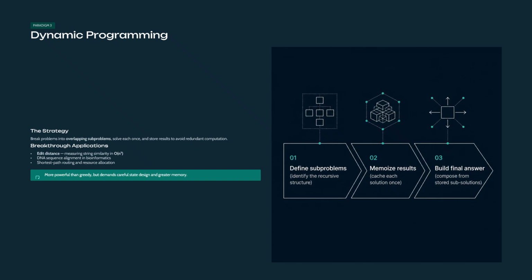Now compare two algorithms solving the same problem. Algorithm A performs approximately T(n) = n². Algorithm B performs T(n) = n log n. For small datasets, the difference may appear insignificant. However, for millions of inputs, the second algorithm becomes dramatically faster.